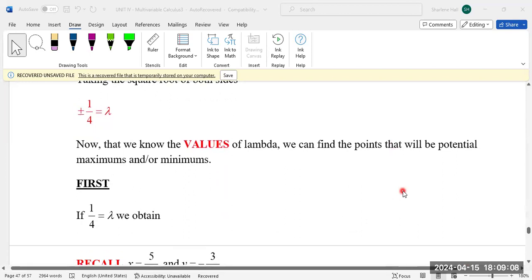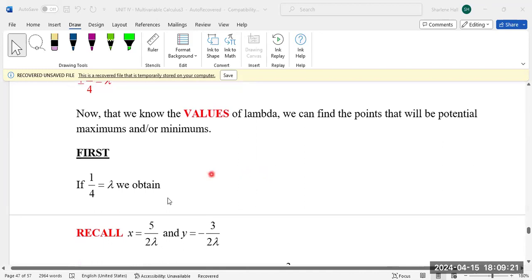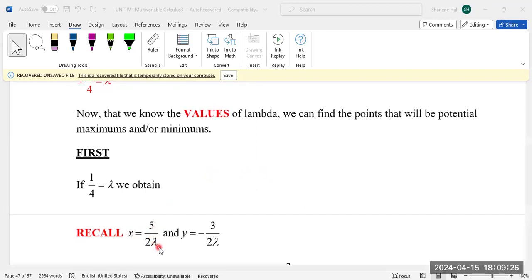So the first one I'm going to use is when lambda equals 1/4. All it means is that I'm going to resubstitute. Sir, where are you going to resubstitute? Thank you for asking. Remember, my x was equal to 5 over 2 lambda, and my y was equal to negative 3 over 2 lambda. Can you see that? Can you agree with that? Yes, sir, I agree. Anybody remember this up top in the question? I didn't want to scroll back up, so that's why I recall it right here.